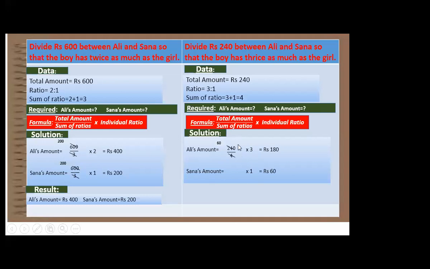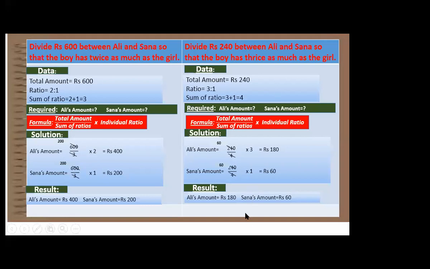The total amount is 240 upon 3 plus 1, which is 4. So here 4 ones are 4, 4 sixes are 24, we get 60 times 3, 180. Now what about Sana? Here 60 times 1, we get rupees 60. Don't forget to write rupees if the amount is there. Don't forget to write meters when length is there. Don't forget to write years when age is mentioned.